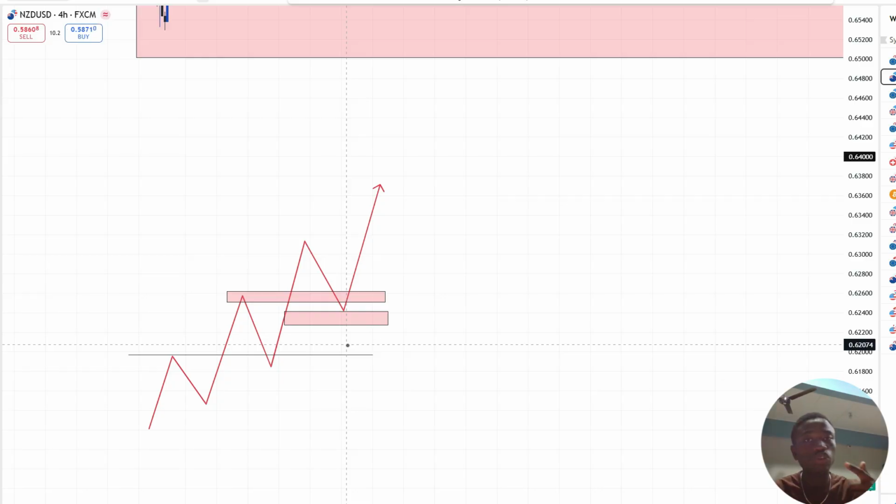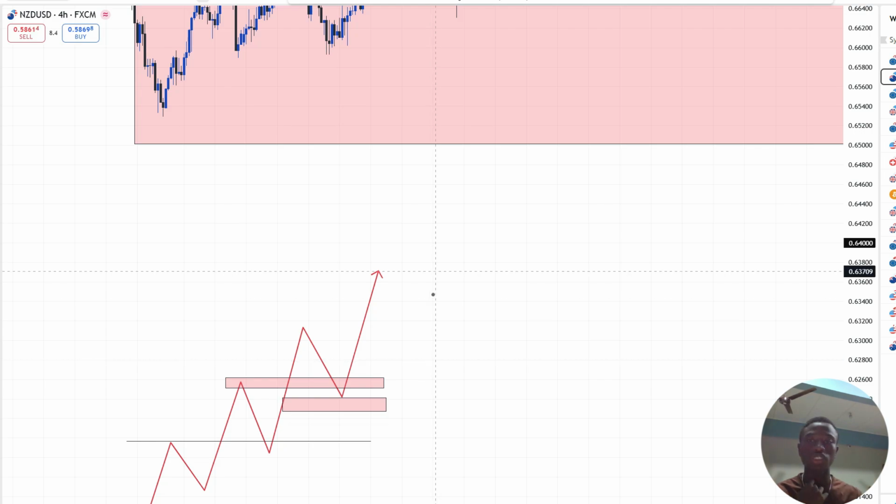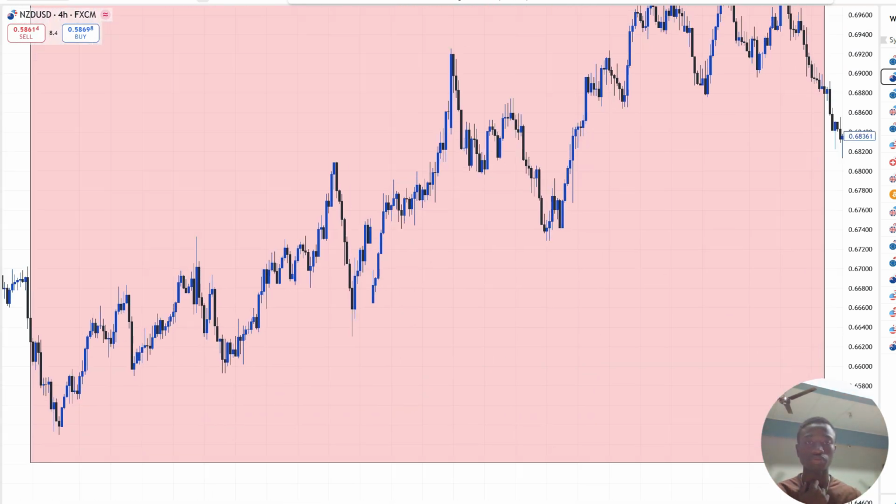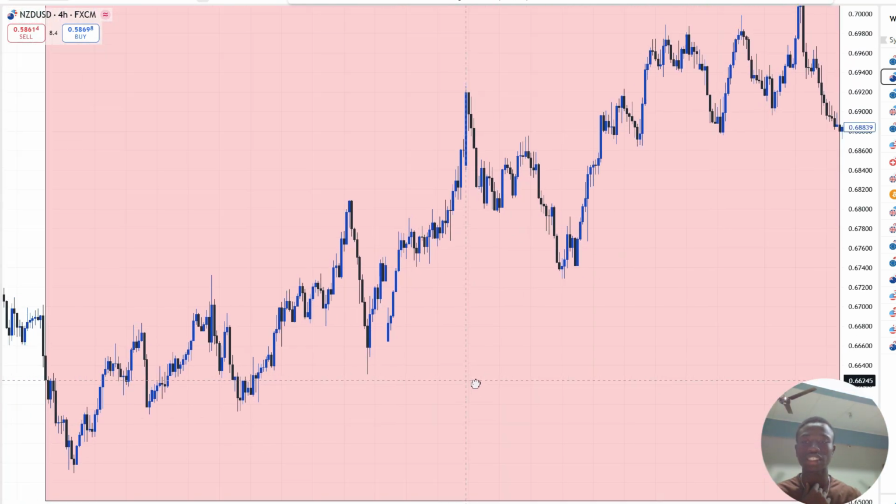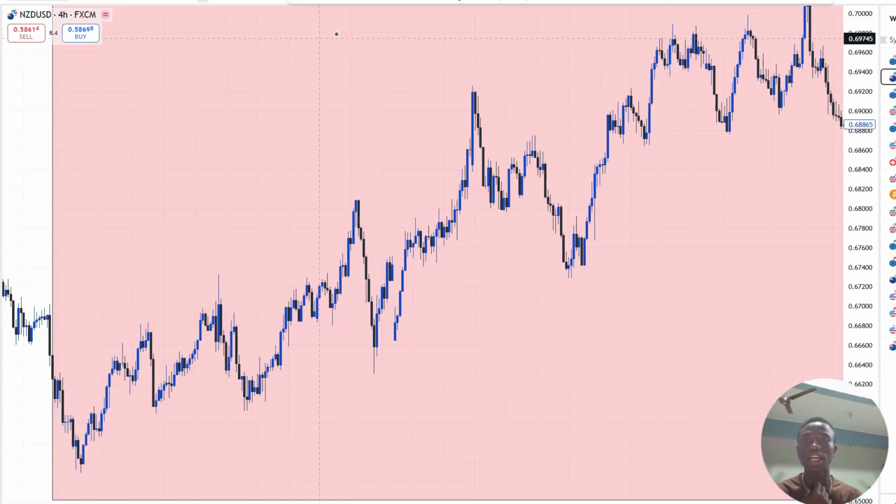But bear in mind, you would have to be patient with this. So let's go on to the chart and have a look at how some of the trades manifested. I have this example here, and as you can see, this one is a perfect example. I just wanted to pick up a perfect example.